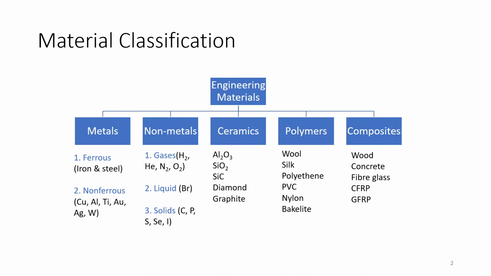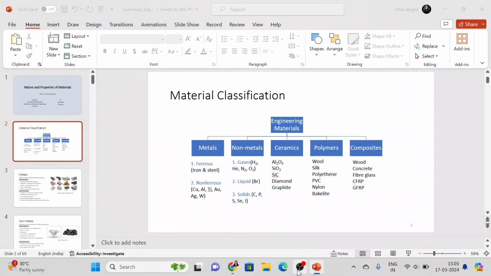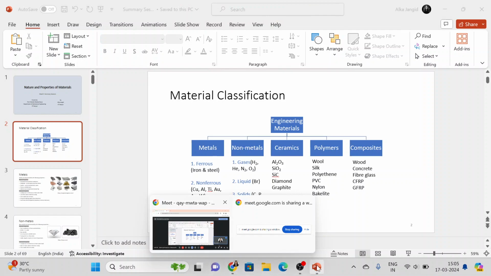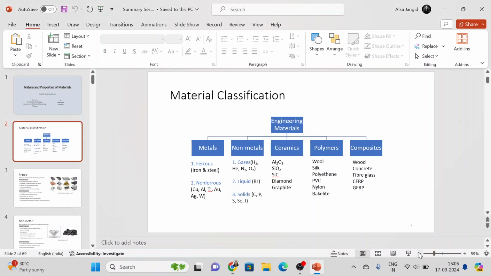Next, you have composites. These can be wood, concrete, fiberglass, carbon fiber reinforced polymers, glass fiber reinforced polymers. In this case, carbon fiber will be your reinforcement and the matrix will be plastic or polymers.